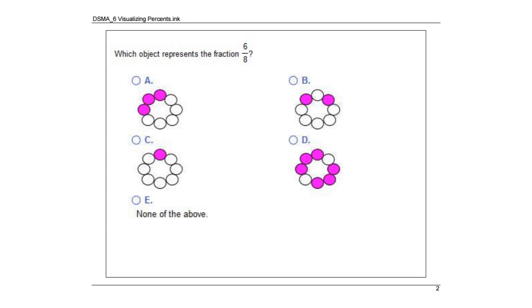Okay, so here we have looking at fractions. And so we have a wreath of circles here, and there are 8 circles in each wreath. And we want to know which object would represent the fraction 6 over 8. That means that 6 of those circles need to be colored in with the pink. Out of the 8 circles, looks like that would be D. This can be very easy homework for you.